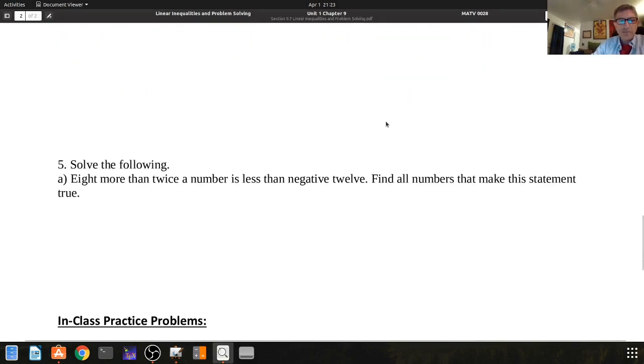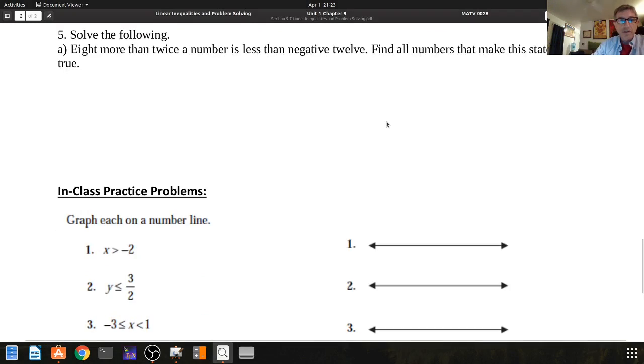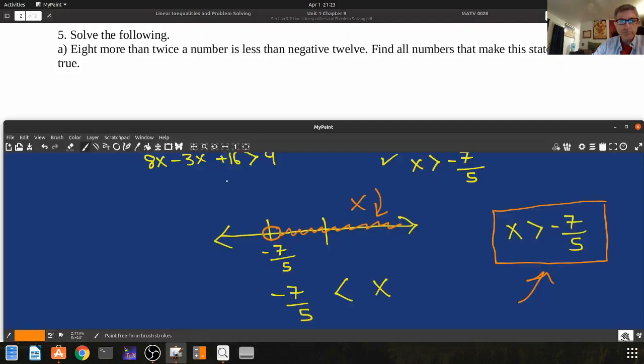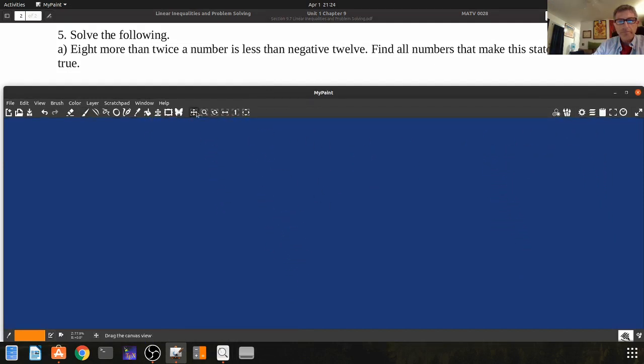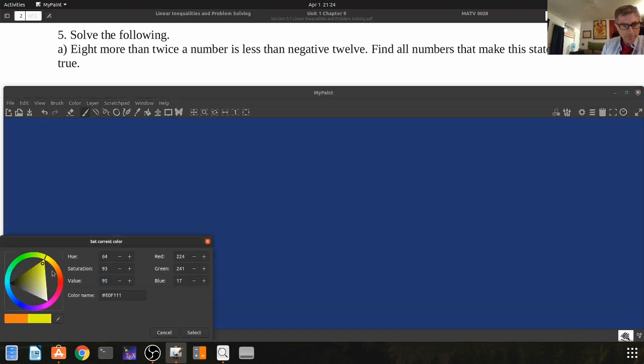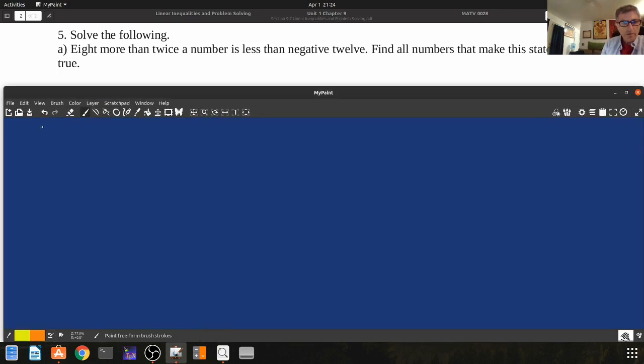So now we have some reading problems. Oh, just one reading problem, and we'll be done. So this is 5A, there's no B. So 8 more than twice a number is less than. So twice a number. So let's do this direct translation.